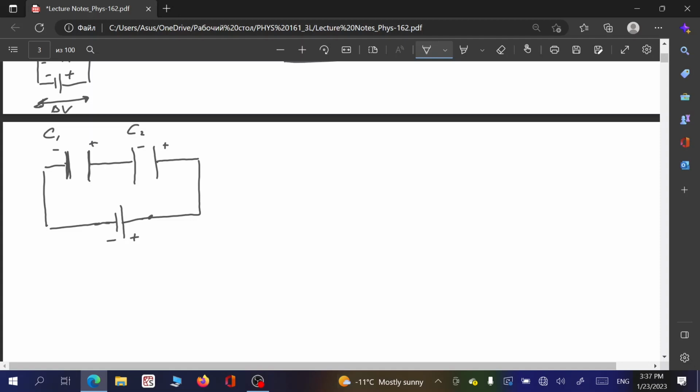So the potential difference between terminals of this battery will be delta V. And now we also need to determine the potential difference between the plates of the capacitors. So this will be delta V1, and here we will have delta V2. Can we write here, as in the previous case, that delta V is equal to delta V1 and delta V2? No, because they are connected in series, so we need to write that delta V is equal to delta V1 plus delta V2. So this we keep in mind.